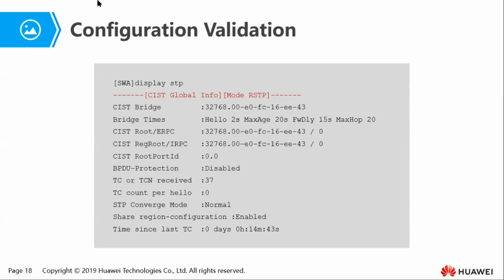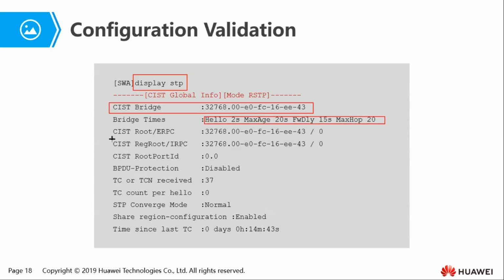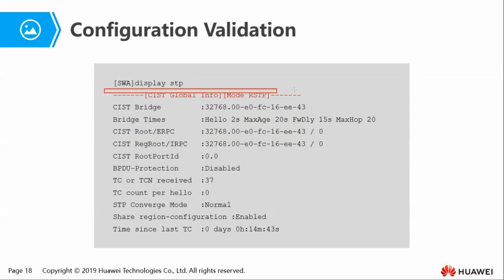So we can always confirm the mode that we've just set by using the command display stp. So we can see that this is our bridge ID. We can see the different timers for that particular bridge. You can also see the root bridge ID here. And most importantly, we can see the mode.